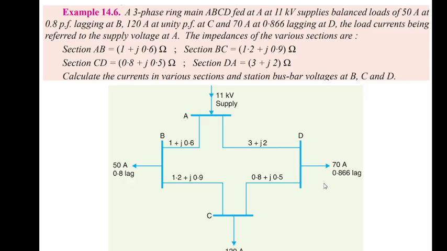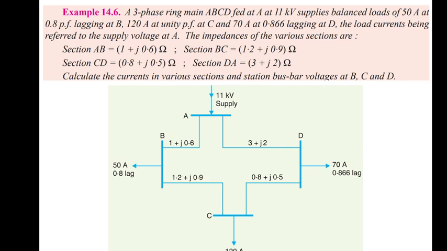70 amp at 0.866 lagging power factor at point D. All load currents are referenced to the supply voltage at point A. The impedances of each section of the ring are also provided with complex values representing both resistance and reactance for sections AB, BC, CD and DA.